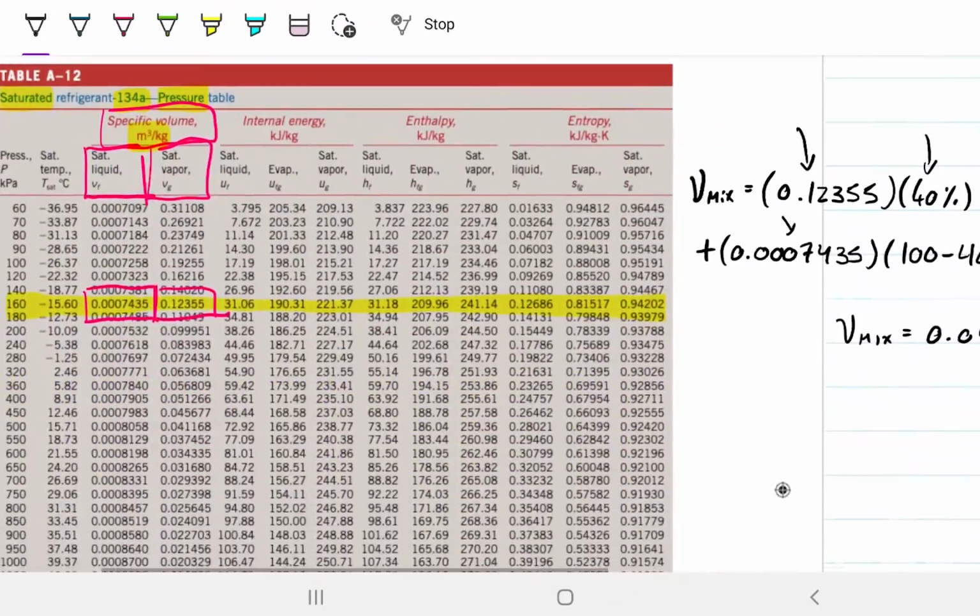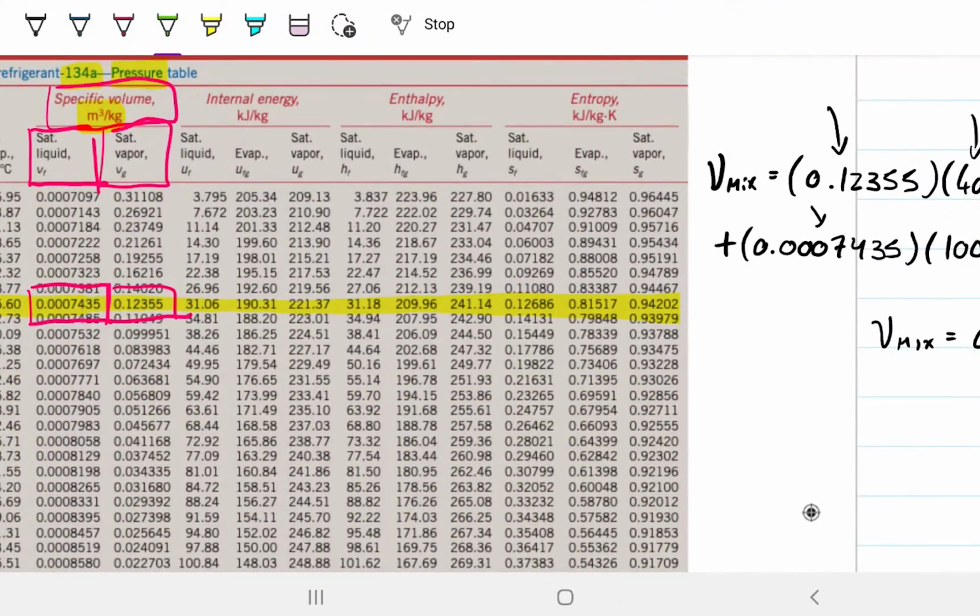Where was I? Here I was. So instead of specific volume, now I'm looking for internal energy: the saturated liquid one and the saturated vapor one. Okay, so we have 31.06 and 221.37. And by the way, this number in the middle is actually the difference. If you take the 221.37 and subtract the 31.06, you get this difference here.